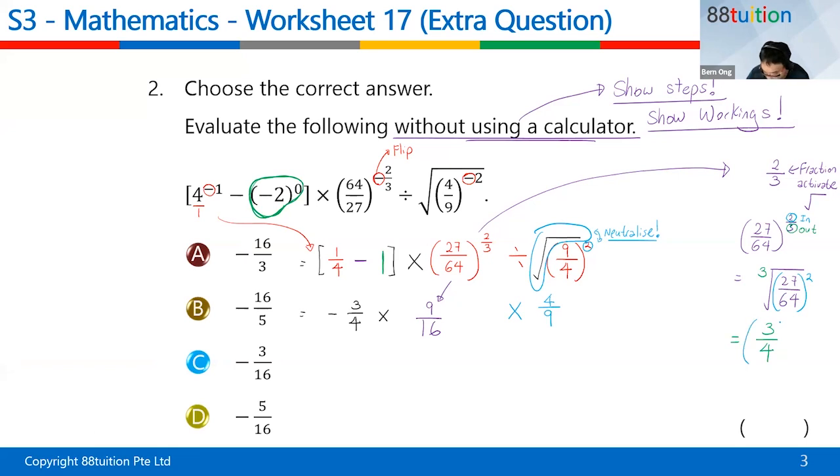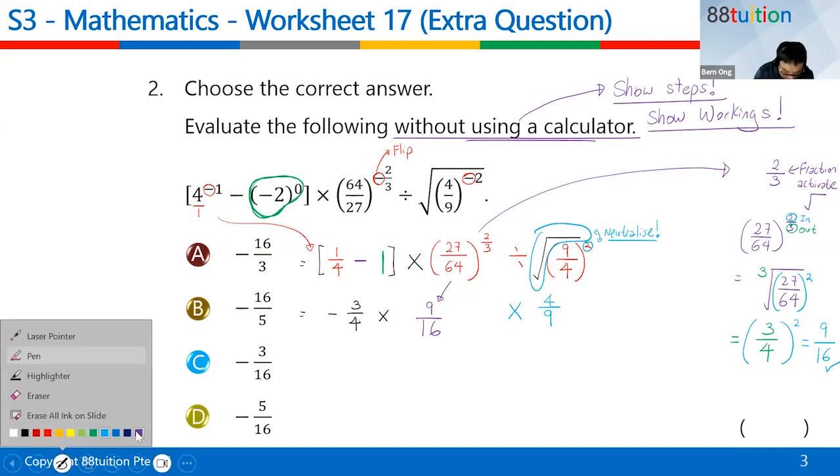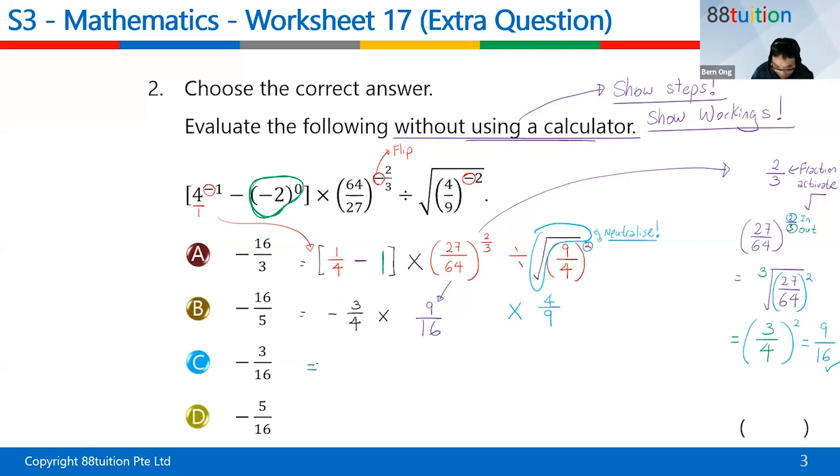The square you still haven't done. You're supposed to do one thing at a time. And the square is for everybody. 3 times 3 is 9. 4 times 4 is 16. Isn't it what I showed you, 9 over 16? If you want to show the working, you can. Understand or not, children? Can? Okay. Then now, everybody is multiplication, right? Then we can play. Come, let's play.